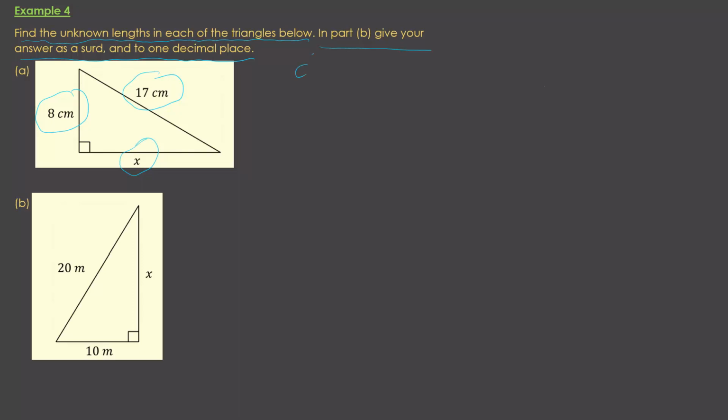Pythagoras' theorem is c squared is equal to a squared plus b squared. Since I'm finding a shorter side, I'm going to write that the other way around. A squared plus b squared is equal to c squared. So c has to be the hypotenuse. That's opposite the right angle. So that is going to be 17 squared.